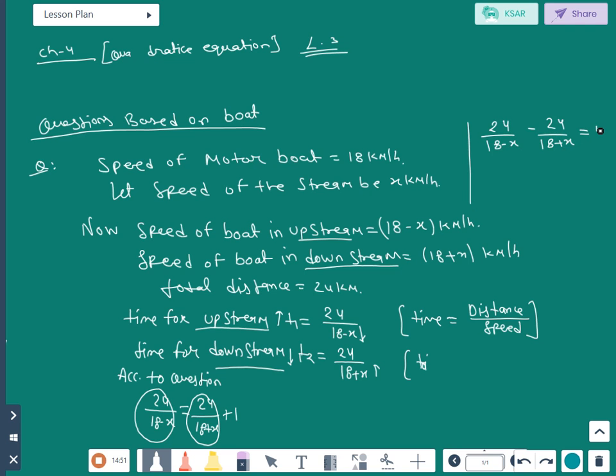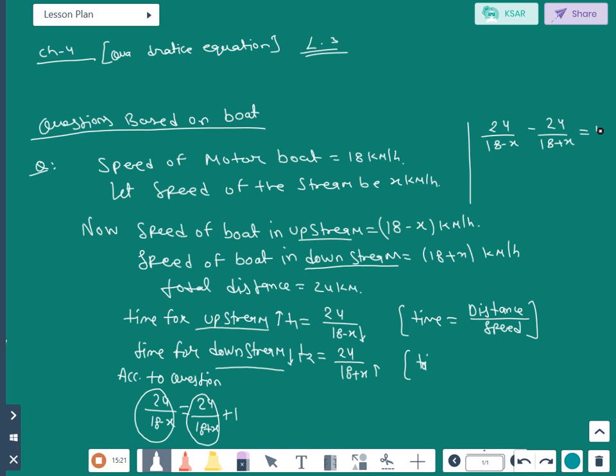Now you will take the LCM and form the quadratic equation. After forming the quadratic equation, you will find the roots of the given quadratic equation. Then these are the possible values of x. And if the x value comes negative, students, is it possible or not? Not possible, because speed can't be negative. Understand?